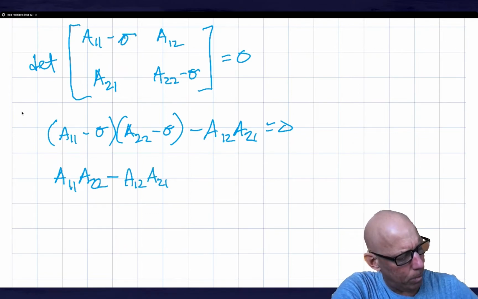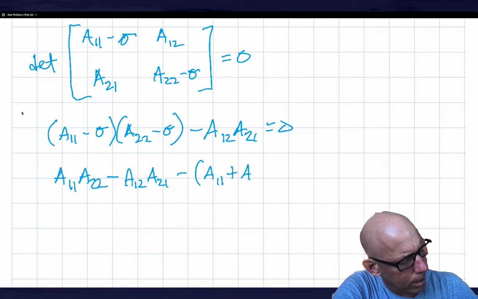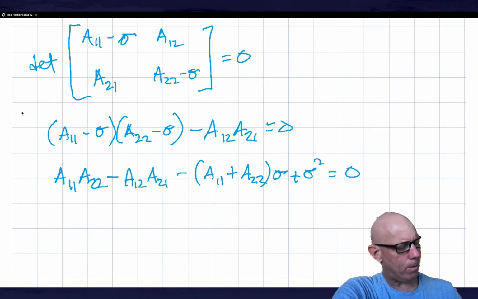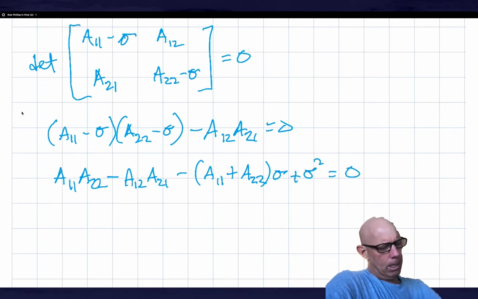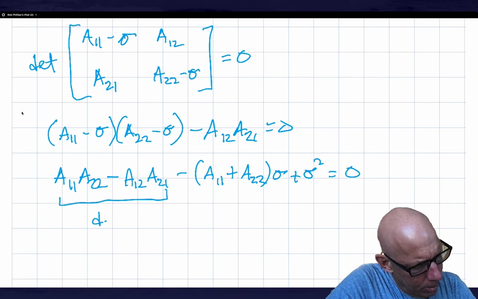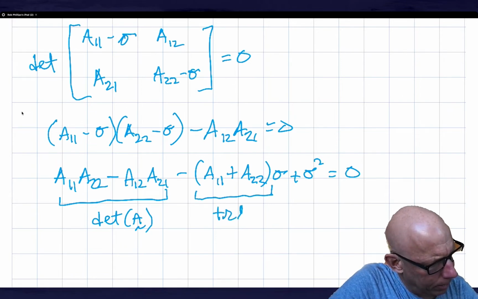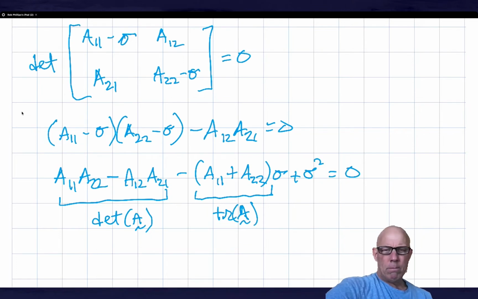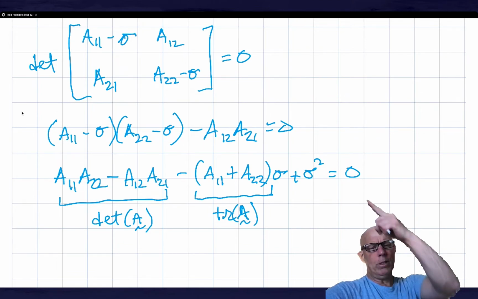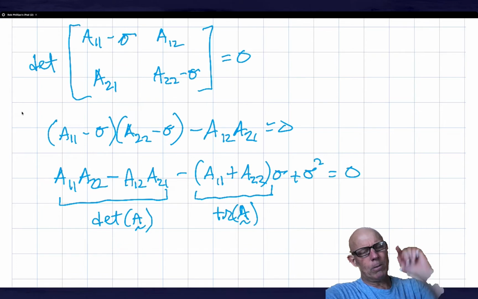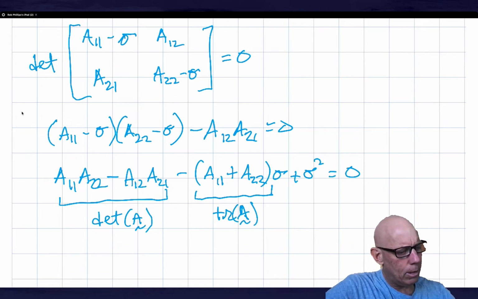I'm writing that way for a reason. And then I have minus (A11 plus A22) times sigma, and then plus sigma squared equals 0. This thing is the determinant of A, and this thing is called the trace of A. Just recall from your previous experience with matrices that the determinant, at least for the 2 by 2 case, is very straightforward. You take the left to right diagonal, multiply those two things together, and then you subtract the one going in the other direction. That's clearly what I have right here.